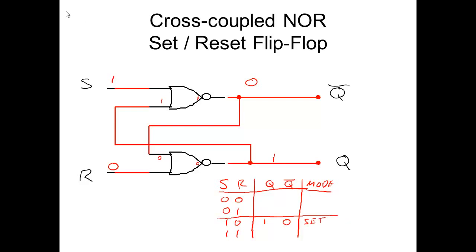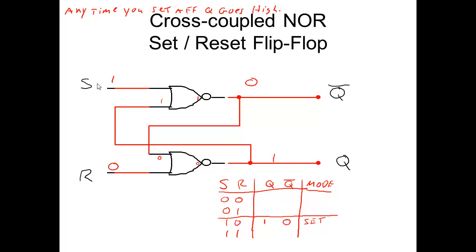And one note: anytime you set a flip-flop, Q goes high. Now that setting may happen with a high or a low here, we don't know, but anytime you set a flip-flop, Q will always go high. So set it, Q goes high.